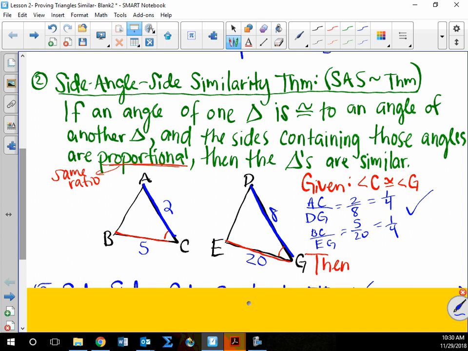That means I can now say that triangle ABC is similar to triangle, and make sure you match it up properly. A goes with D, E, G. C and G should be in the same location. BC should be in the same spot as EG. BC, EG.